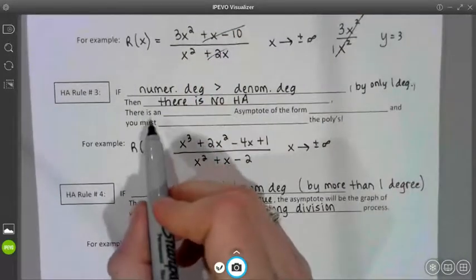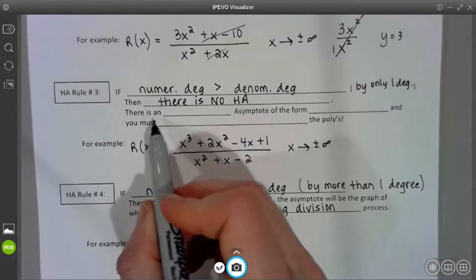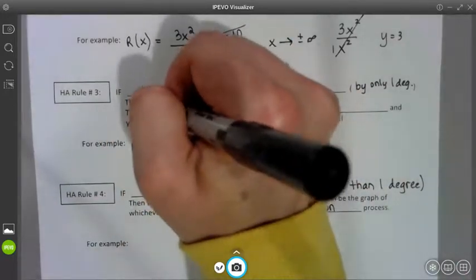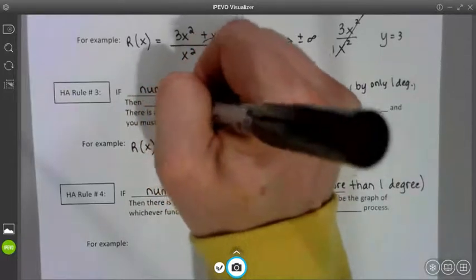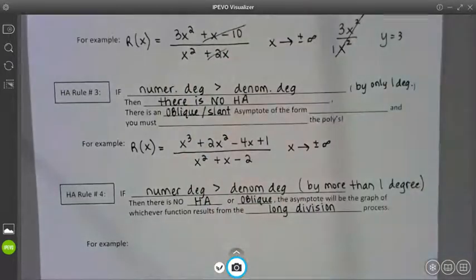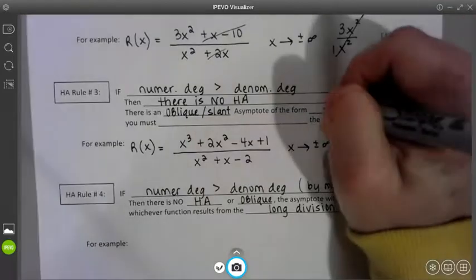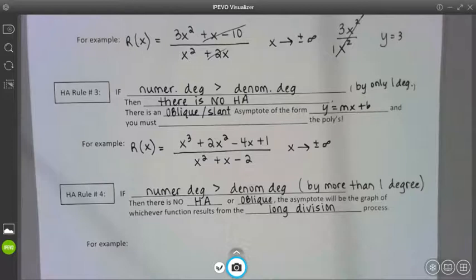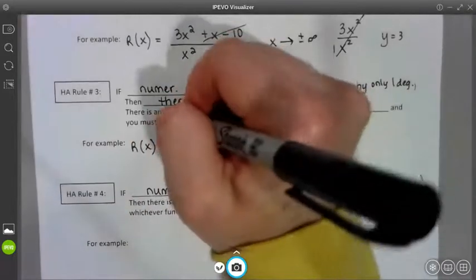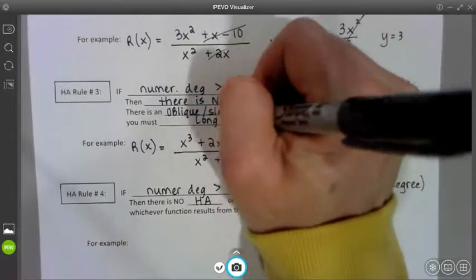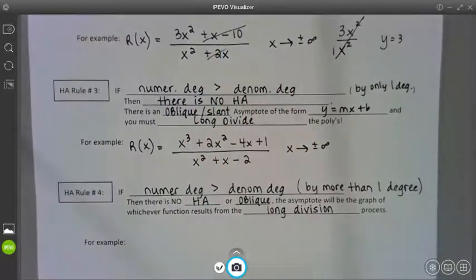All right, then there is going to be an oblique, or sometimes books call it a slant asymptote. So there's no horizontal line asymptote. This one will actually be an asymptote that is a slanted line. All right, of the form, good old y equals mx plus b. And you must long divide the two polynomials to find out what it is. Okay?